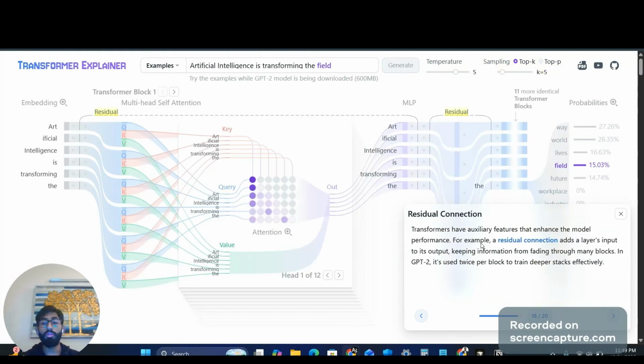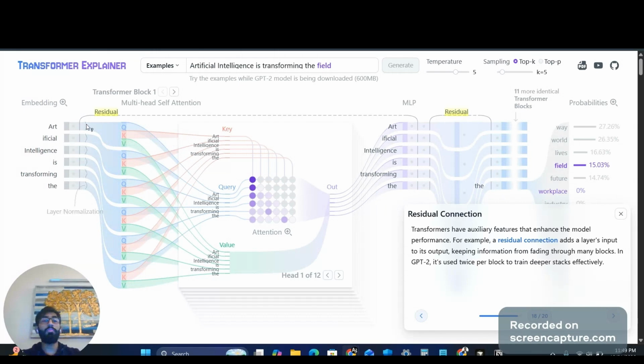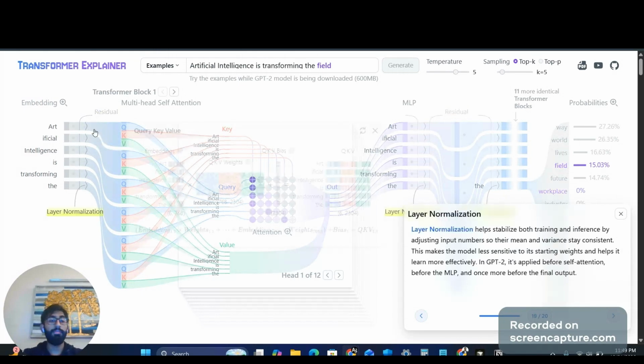Residual connection. Transformers have auxiliary features that enhance the model's performance. For example, a residual connection adds a layer's input to its output, keeping information from fading through many blocks. In GPT-2 it is used twice per block to train deeper stacks effectively. So residual connections are the connectors used between the input and output, to make sure the information is kept and transmitted throughout the whole process.